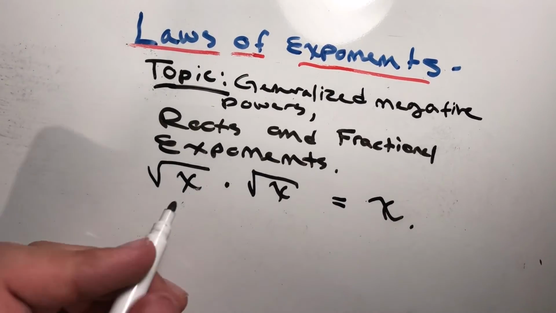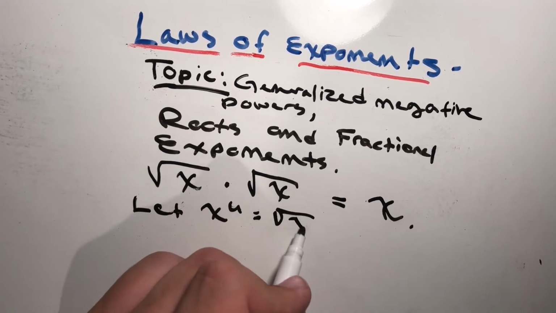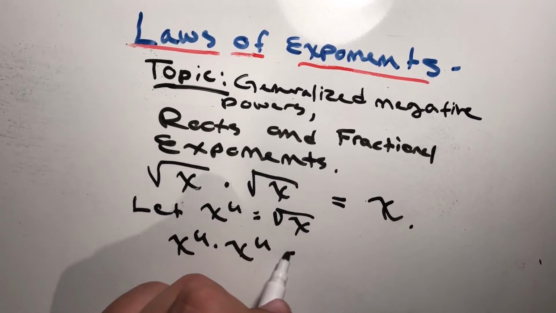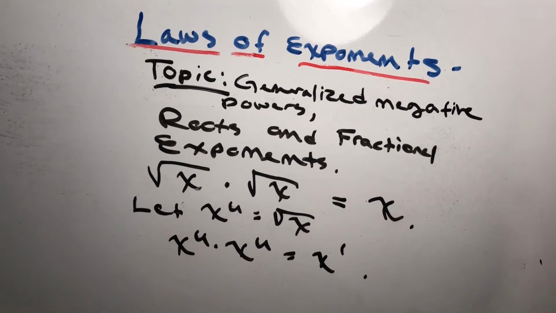So we can say, if we let x to the u equal square root of x, then, by definition, x to the u times x to the u equals x, and we'll call it x to the first here, because that's just x. That's going to make our life a little bit easier, right? And then we can apply the first law.